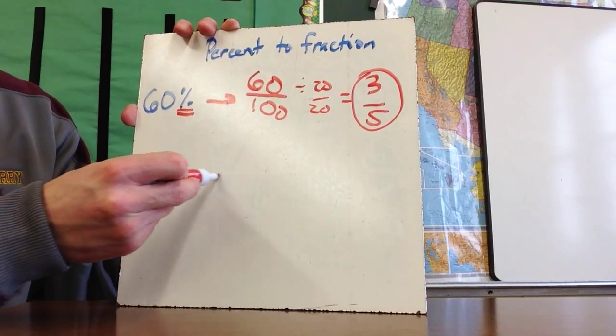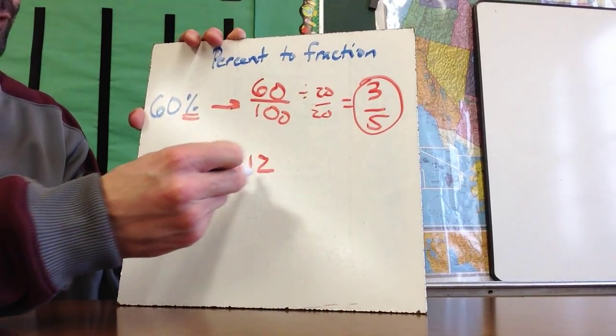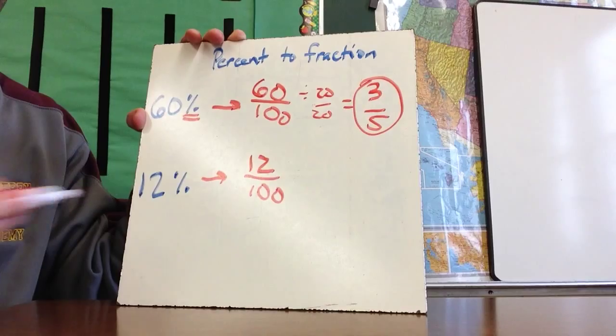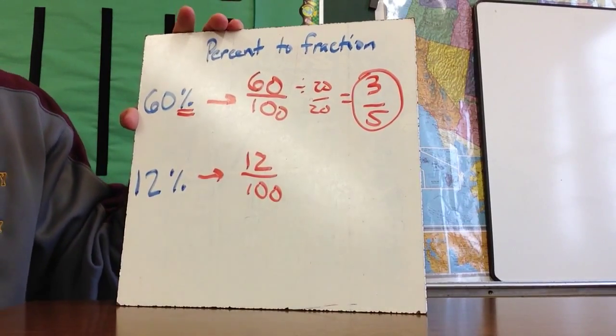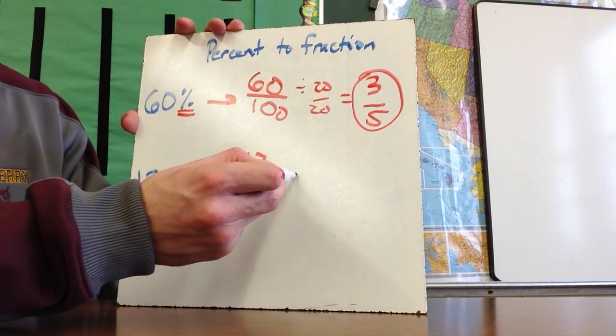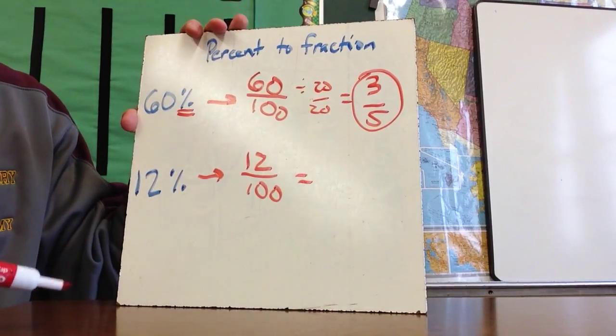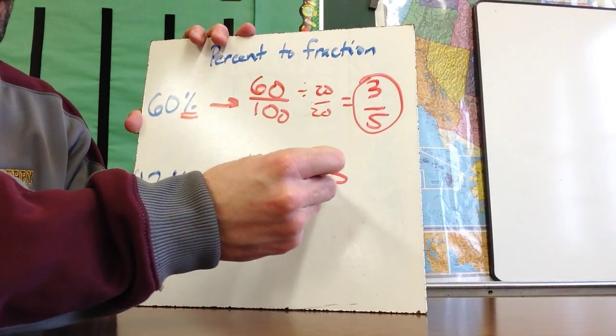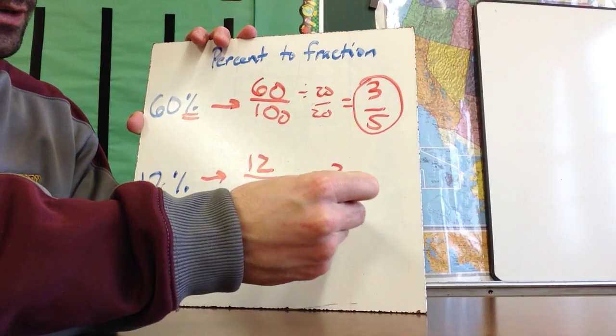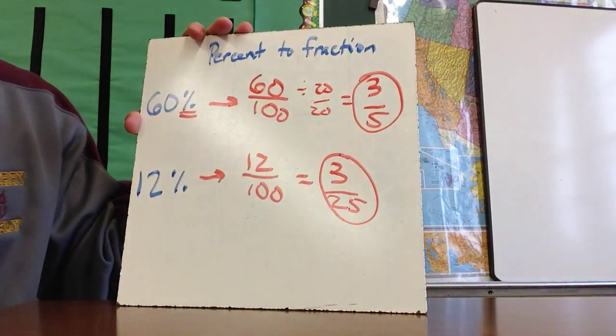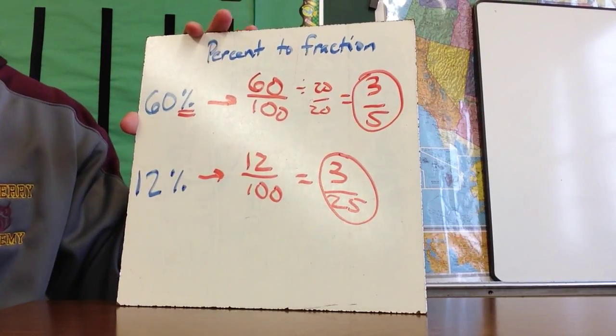On this problem, again, 12% is the same as 12 over 100. And I can reduce that. Both of them have a 2 in common, but they also both have a 4 in common. If I divide the top by 4 and the bottom by 4, I end up with 3 over 25, which is 12% in simplest form.